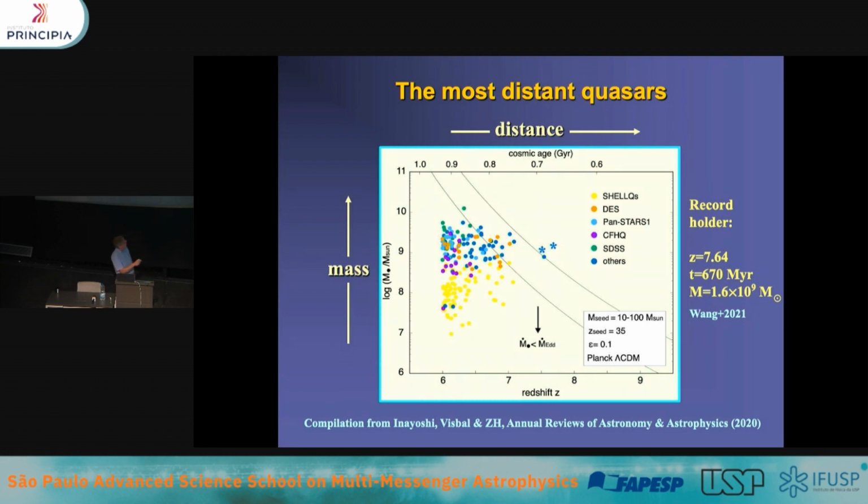Now, there are two curves here which show the maximum mass. I hope you know what I mean by Eddington limit, but this assumes that I have, at redshift 35, a 10 or 100 solar mass stellar black hole remnant that's continuously growing at the Eddington rate. Actually, can you raise your hand if I need to explain the Eddington rate? Okay, so I'll explain that in 5 slides.